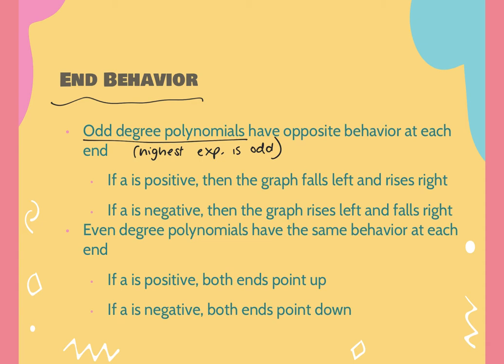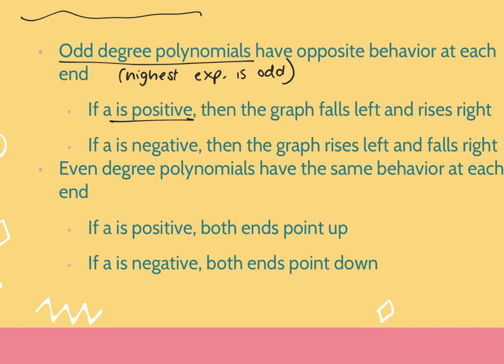If it's odd and the term on the front of that x is positive, so this is a positive x raised to an odd power, then the graph falls to the left and rises to the right. So falls left, rises right, and then it's going to do something in between there.